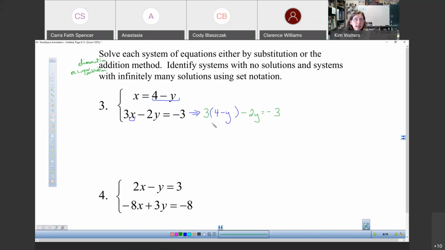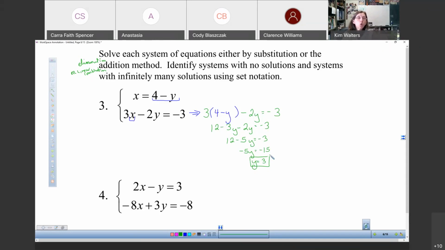And now I'm going to clean this up. This is going to be 12 minus 3y minus 2y is equal to negative 3. Simplifying as I solve. We've talked about solving equations before. This is nothing new. 12 minus 5y is equal to negative 3. Subtracting 12 from both sides, negative 5y is equal to negative 15. Dividing both sides by negative 5, I get y is equal to 3. Aha! I got y equal to a number. Therefore, my system has a solution.